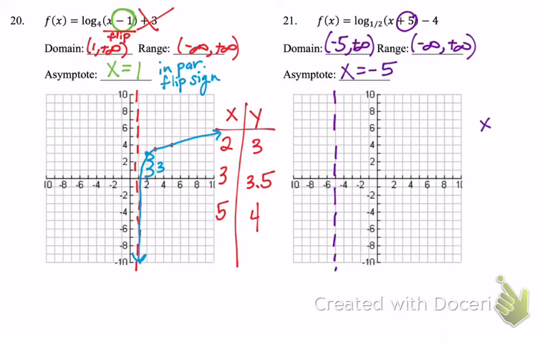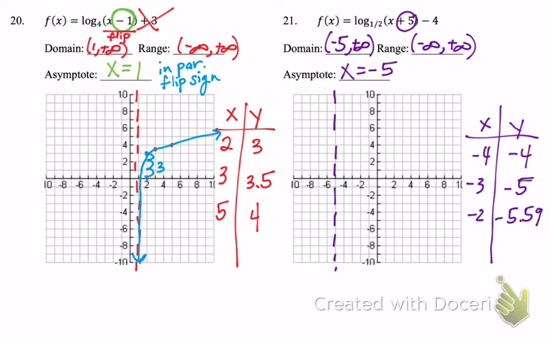Plot some points. So I'm going to choose negative 4, negative 3, negative 2. I end up getting negative 4, negative 5, and negative 2, negative 5.59. So I'm going to plot those. And I'm going to match what I see in the calculator. So hopefully you put this in your calculator for practice. And it looks something like this. So that is the end of 7.4.